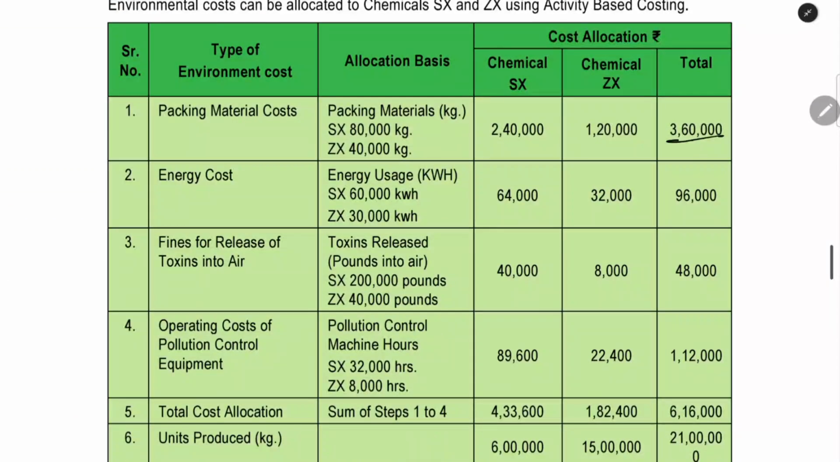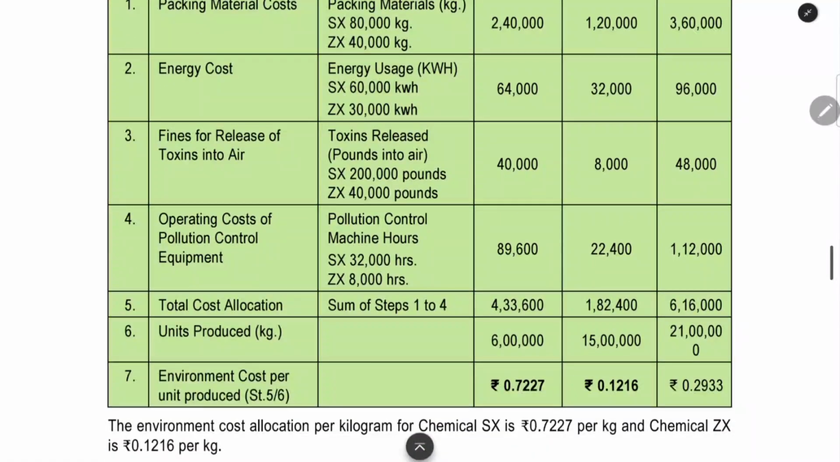The total cost is 3,60,000. That they are allocating on the basis of 80,000 kilogram, 40,000 kilogram. What is this? This is the packing material usage. Energy cost, they are allocating based on the energy usage. Toxin released fines, they are allocating based on the pounds released into the air. Operating cost, they are allocating based on the machine hours which you are using for the pollution control equipment.